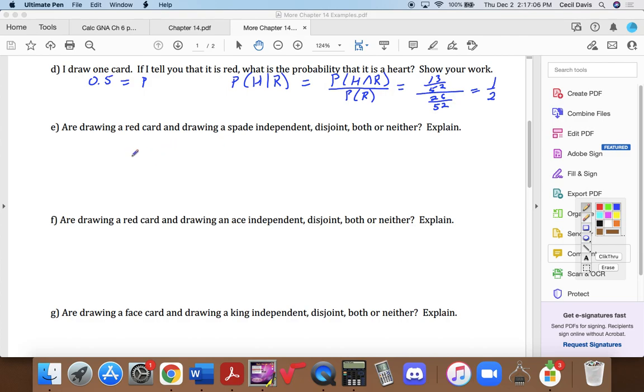So to figure out if they are independent, we will do what's the probability of drawing a red card given that it's a spade? Or we could do spade given that it's a red card. What is that probability? 0. That probability is 0. Is the club one also probability one half?